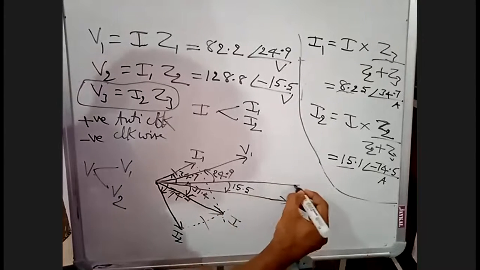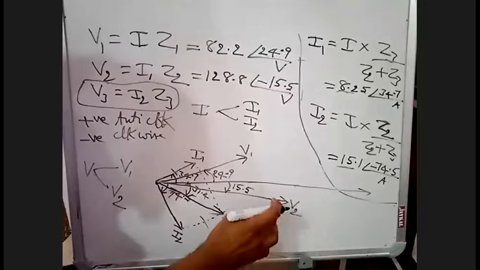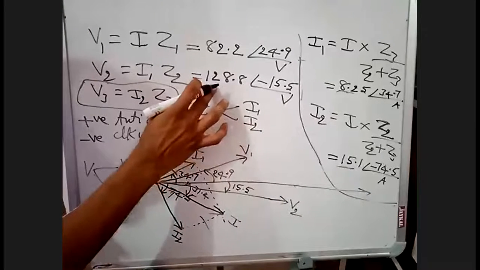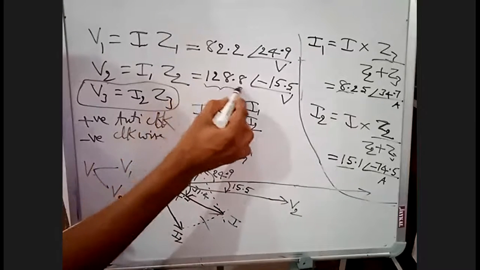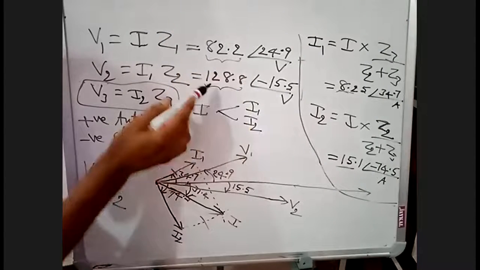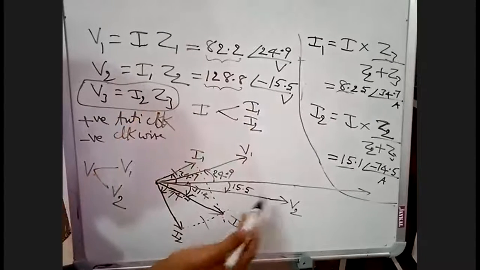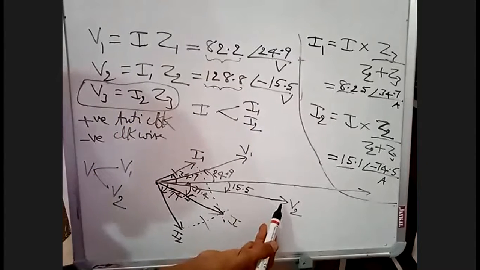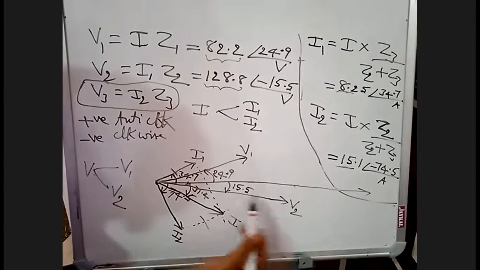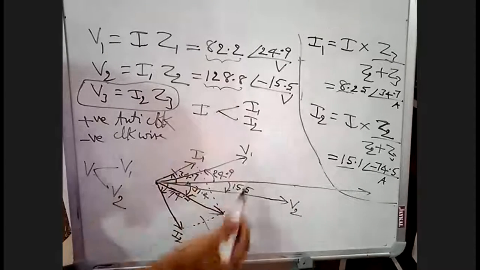Now see here, V2 length is greater. The magnitude of V2 is 128.8 and V1 is 82.2. This magnitude is greater than this, so I am taking the longer line. V2 is greater than V1, but with the angle 15.